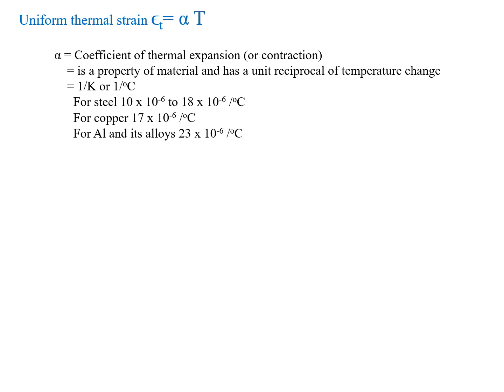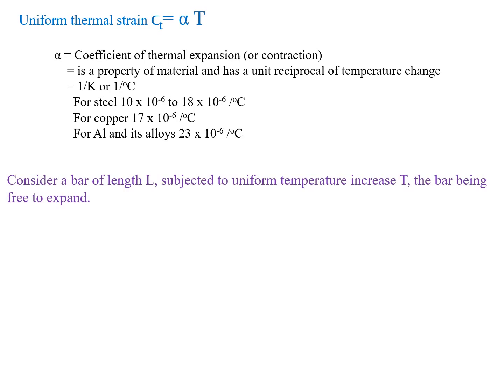So the units of alpha are 1 per kelvin or 1 per degree Celsius. Generally the value of alpha for steel varies from 10 to 18 into 10 to the power minus 6 per degree Celsius. Similarly for copper it is 17 into 10 to the power minus 6 per degree Celsius. For aluminium and its alloys it is 23 into 10 to the power minus 6 per degree Celsius.